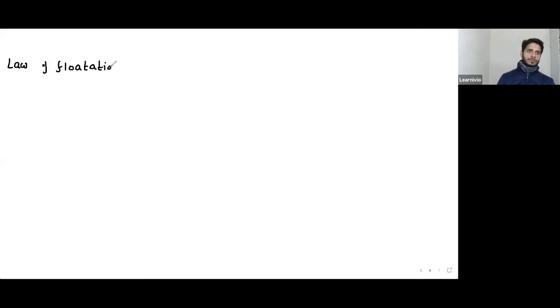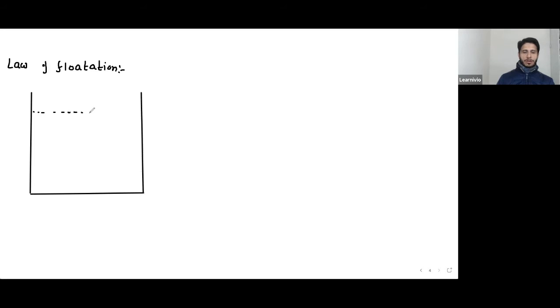Law of flotation. If I immerse a body inside a liquid, it could be a container or a river, and a body is floating inside the river. Floating means it's neither moving downwards nor upwards. If a body is floating, that means it's not experiencing any net force in the downwards or upwards direction.